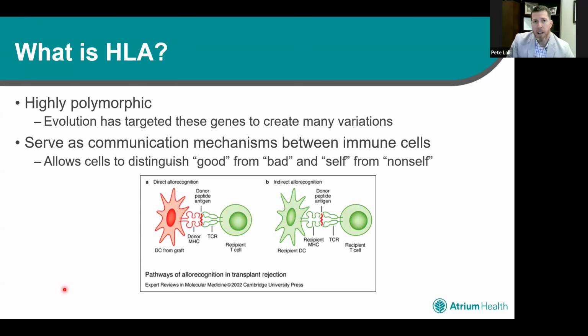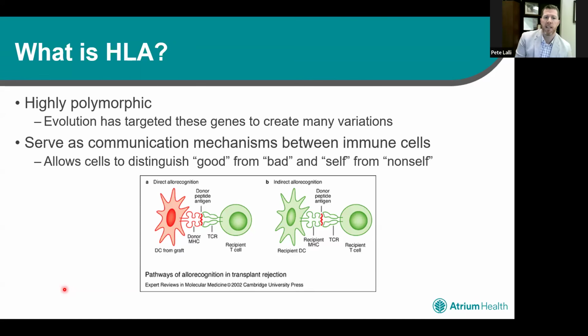So HLA is highly polymorphic. It's actually the most polymorphic gene in the entire human genome. If you look at genes like insulin from one person to another, they're almost exactly the same DNA sequence, from me to you to anybody else. But if we look at HLA, they're all vastly different, and everybody is going to have some slight variation in their HLA typing. And these HLA proteins serve as a communication mechanism between immune cells.